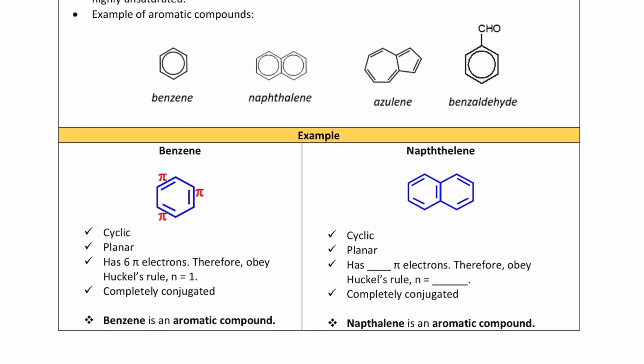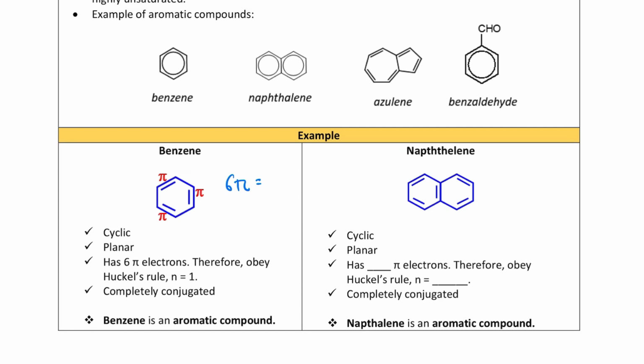Kita check trigger yang pertama tu. Okay, so dia kata sini has 6 pi electron. Cara nak kira pi electron adalah satu bond. Ini ada satu sigma bond, ada satu pi bond. Satu bond yang pi ni sebenarnya ada 2 pi elektron. So, 2, 4, 6 elektron. So, that's why di sini dia kata ada 6 pi elektron.